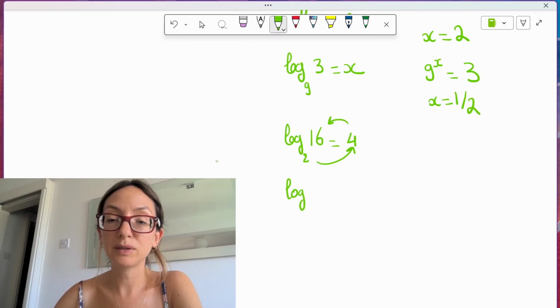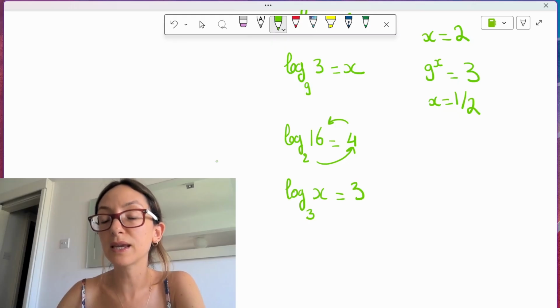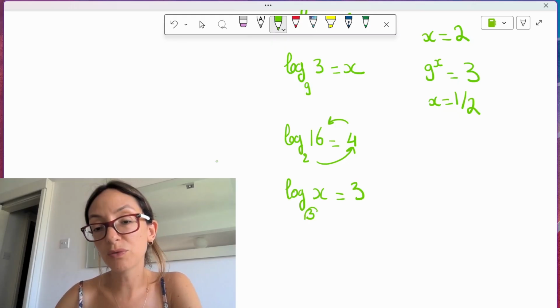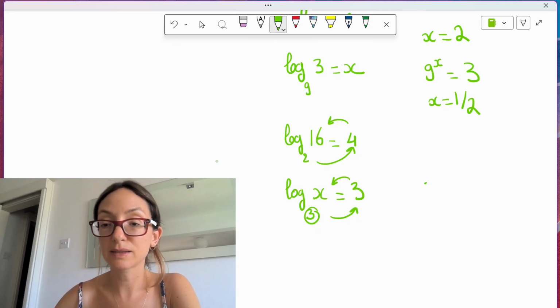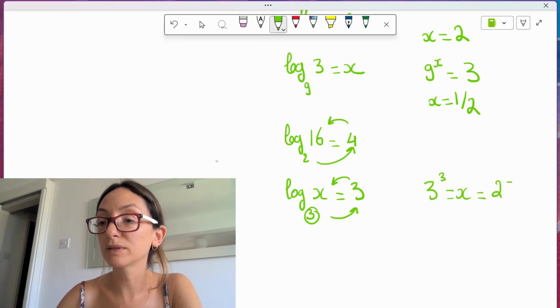Now, what about log base 3 of x is equal to 3? So again, what are we saying here? We're saying that 3 to the power of 3 is equal to x. And that means that our x is equal to 27.